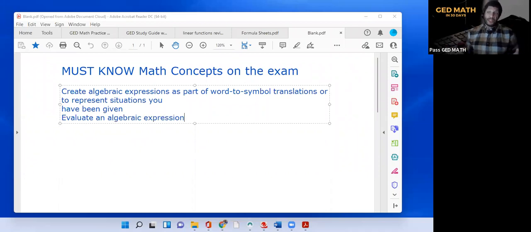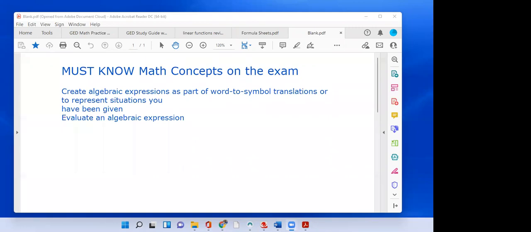Now, the algebraic expression and evaluating algebraic expression, that's about 3 problems. So now we're up to 15. So make sure you know how to create an algebraic expression and how to evaluate an algebraic expression. Definitely guaranteed. Okay. Let me see that. Oh, I'm still writing. Okay.